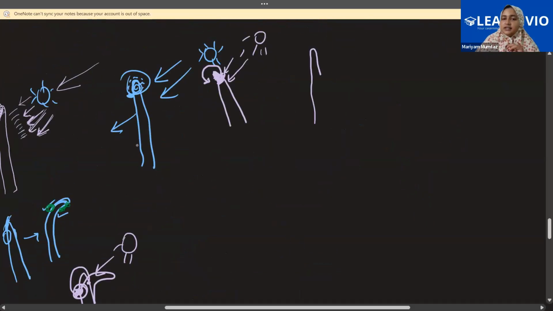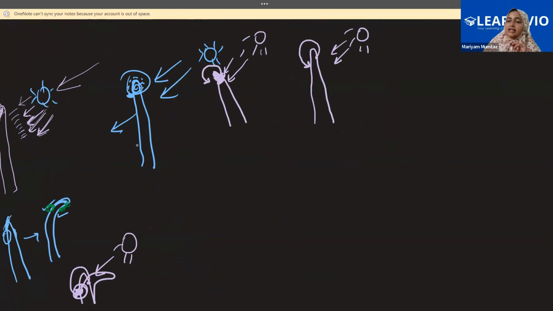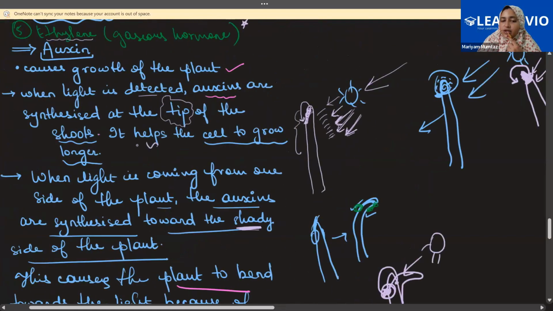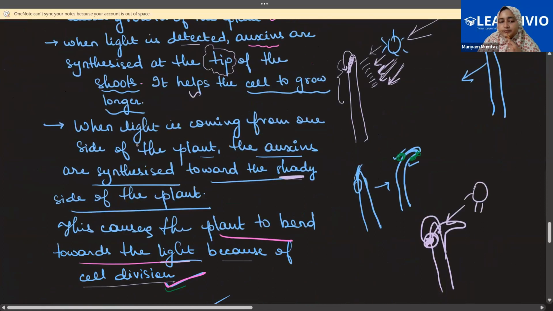So for example, if this is a stem, and the sun is over here, so the light comes onto this part, the auxin will not get synthesized over here. Rather, it will go towards the place that is shady, the place that is not getting the direct sunlight, and it will get synthesized over here, and then it will get diffused to cause the growth in the plant.